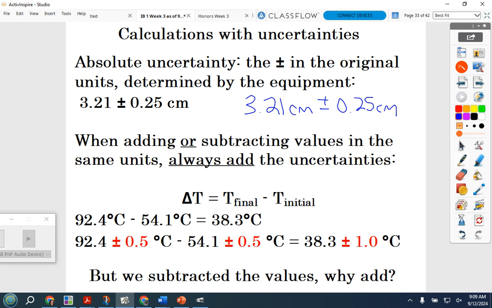Most of the time, it's just going to be doubling, because most of the time you're adding or subtracting values from the same measurement tool that will have the same uncertainty for each measurement. So just like the sig figs, the less precision we have to continue with, we have to propagate that as we go through our calculations.